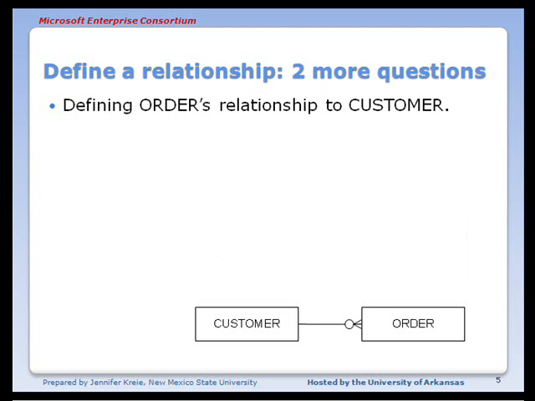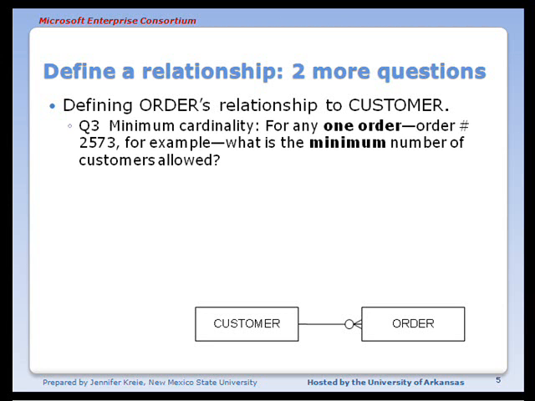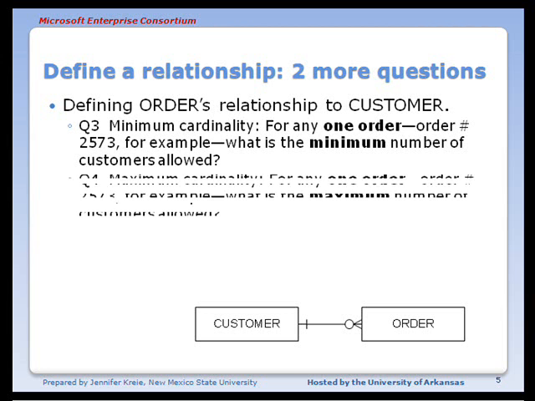Now we need to complete the definition of the relationship by asking the questions from the order side. What's order in relationship to customer? For any one order, order number 2573 for example, just make up some example. What is the minimum number of customers allowed? Well, the minimum is 1. You can't have an order without having a customer placing that order.